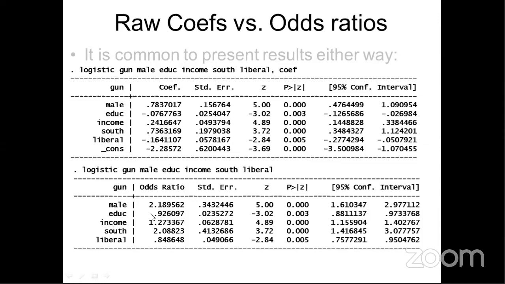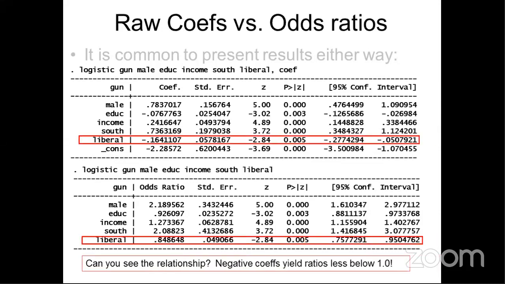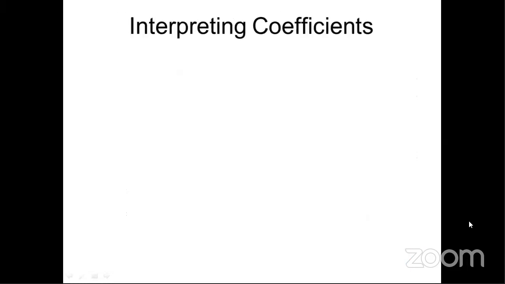But you cannot directly interpret it as 92% or 93%. It is not 92 or 93%. So you have to make some correction. You have to take the inverse of this: 1 divided by this estimated value. A negative coefficient will always yield a ratio below 1, as I told you earlier.